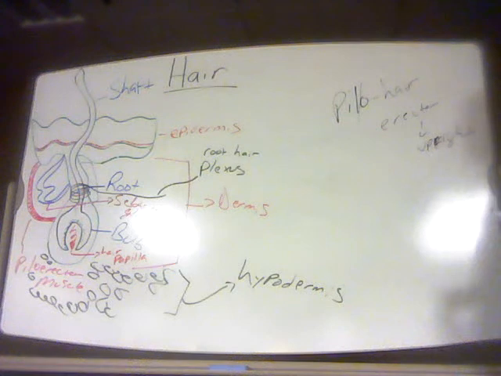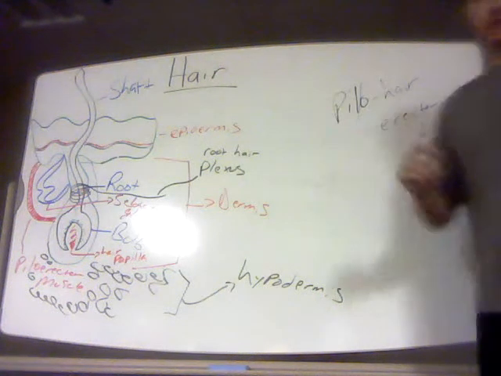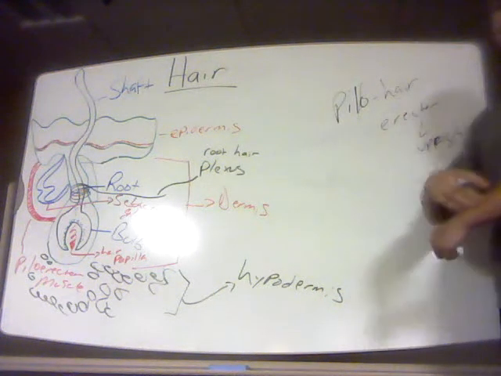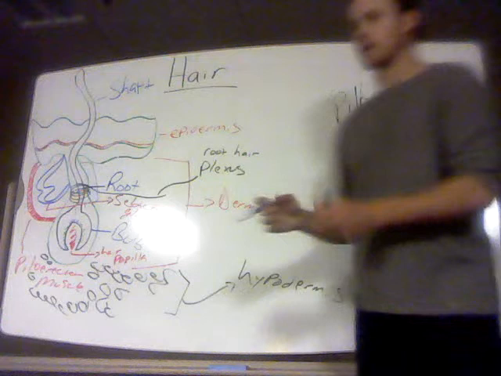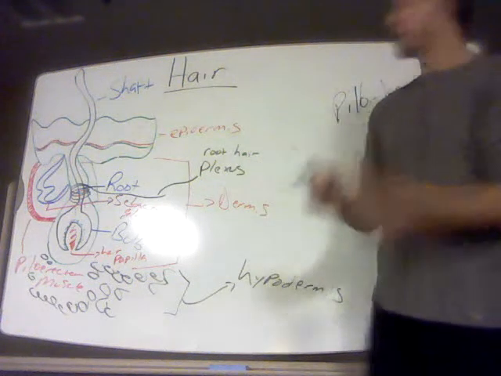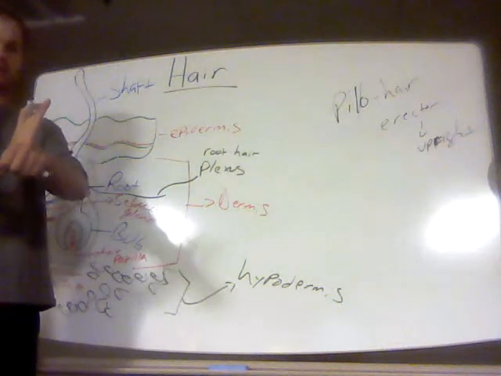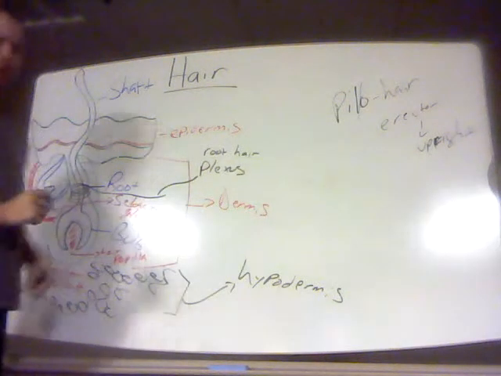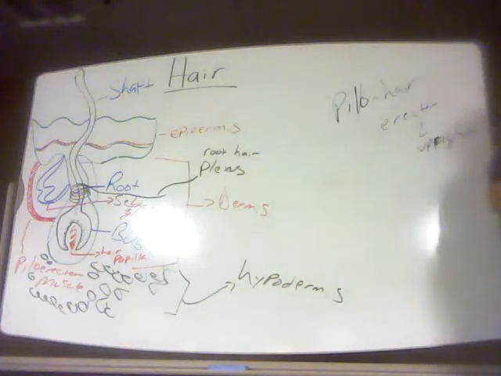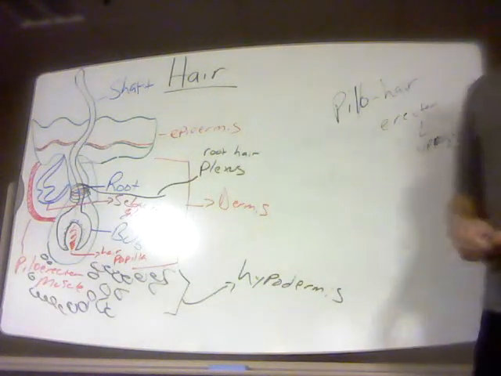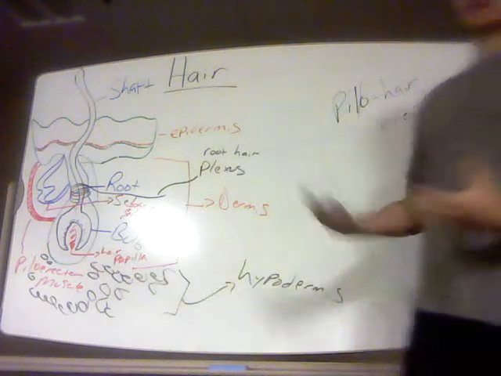So when this piloerector muscle contracts and shortens, it's going to pull on the hair. It's going to create a little bulge on your skin, and the hairs are going to stand upright. That's what you call goosebumps. Typically in humans, this happens when we get really cold, or for any high stress situation like fear, anxiety, something like that.